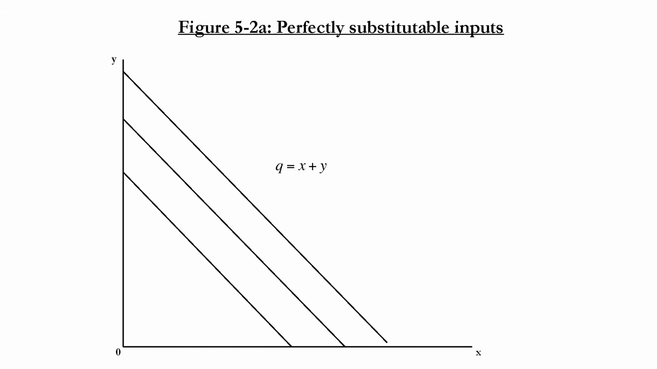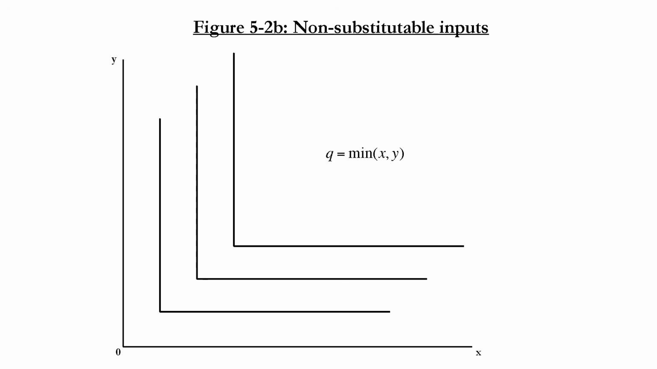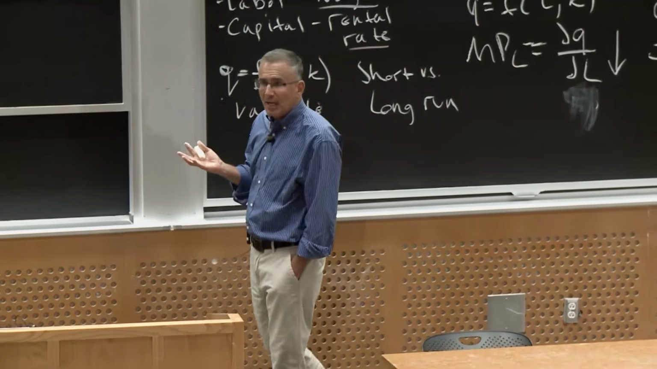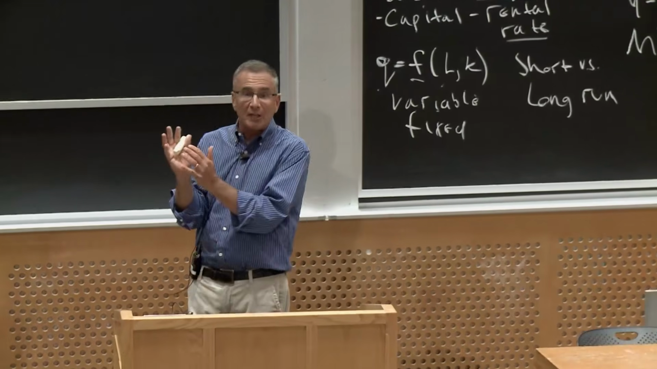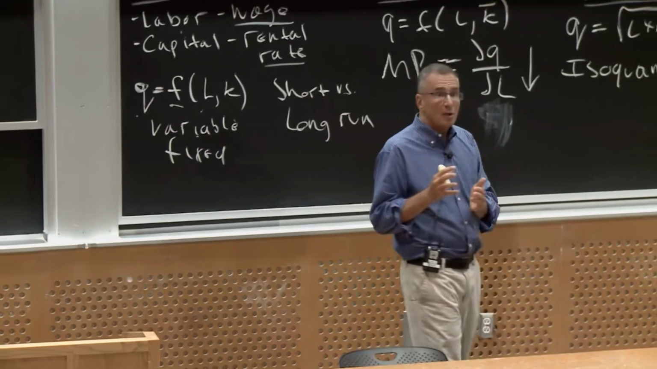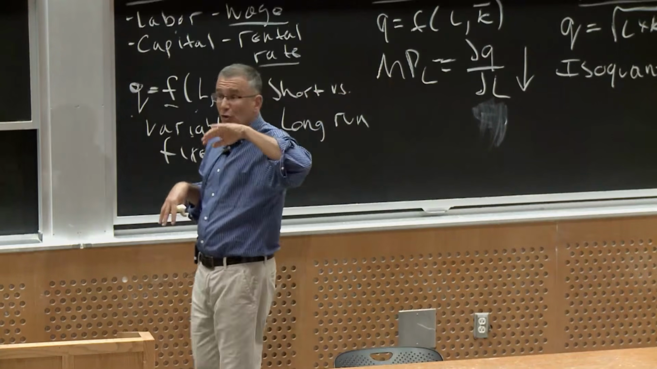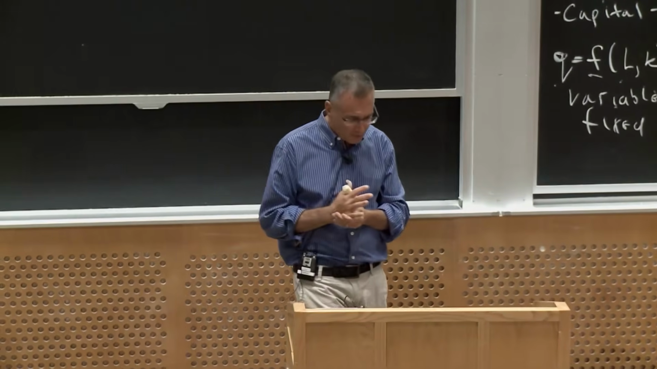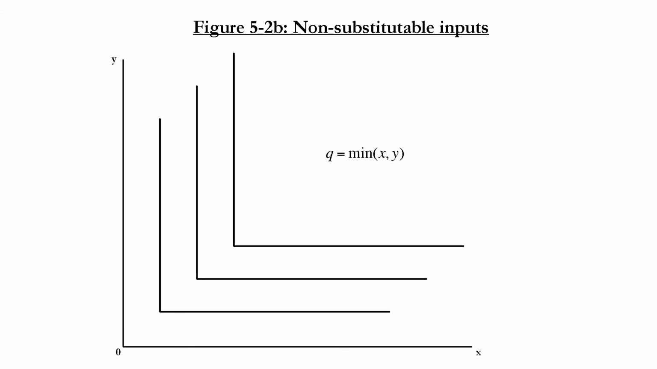On the other hand, consider something like figure 5.2b on the other side of the page. These would be non-substitutable inputs, so that the production function is Q equals the min of X and Y. For example, think of these like cereal and cereal boxes. For every amount of cereal you've got to have a box. If you only have one box, it doesn't matter how much cereal you have, it's just going to sit there. You need more boxes. Just like the indifference curves for left shoe, right shoe, you can think of cereal and boxes as things which are non-substitutable. They can't substitute for each other at all. And in that case, you get these squared isoquants.